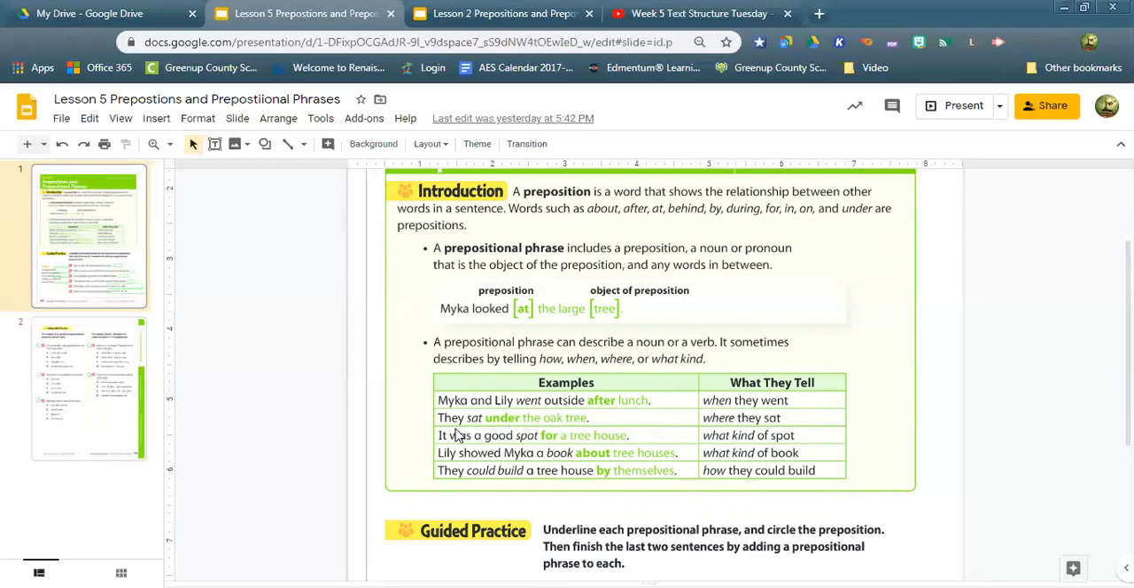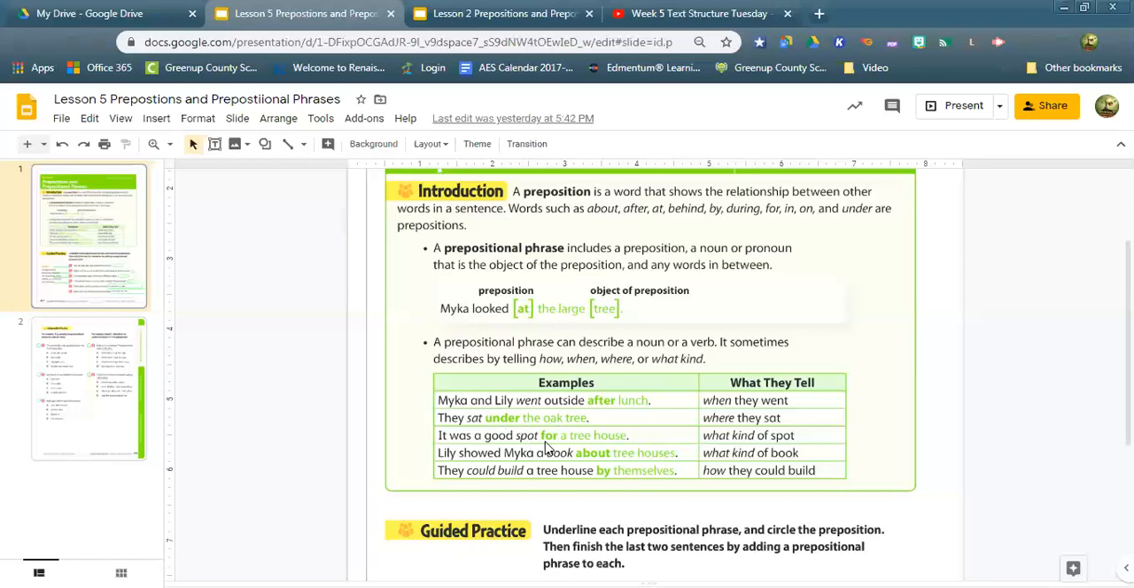They sat under the oak tree. Under is your preposition. Tree is your object. Oak is that adjective describing what type of tree. Okay, so you don't include oak tree, you just include tree as your object. Under the oak tree is your entire prepositional phrase, and it tells us where they sat. They sat under the oak tree.